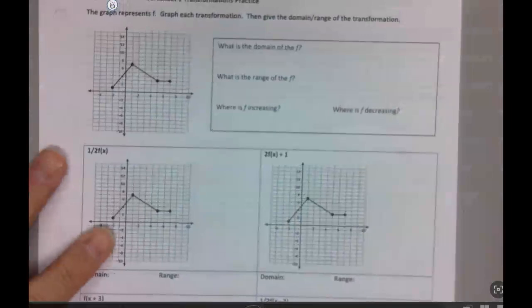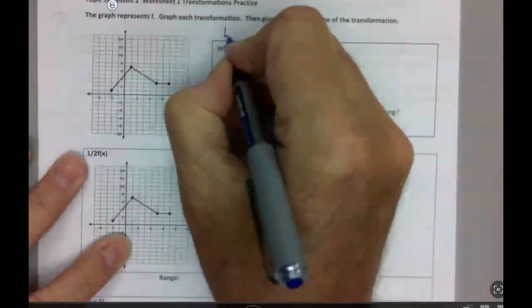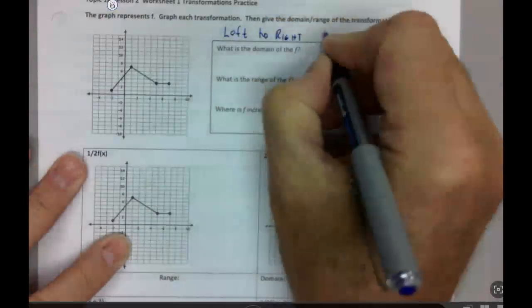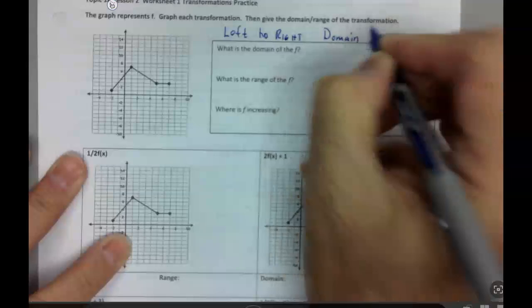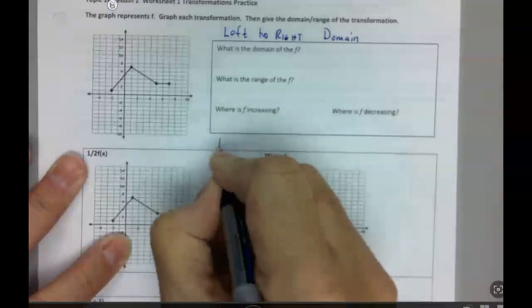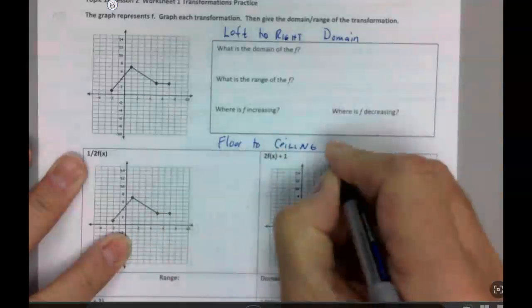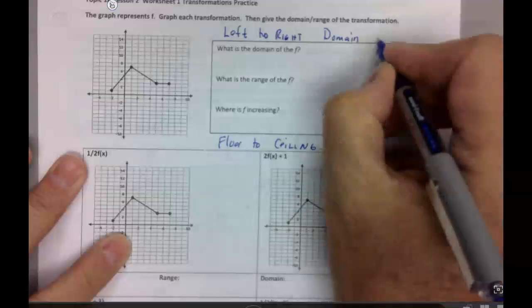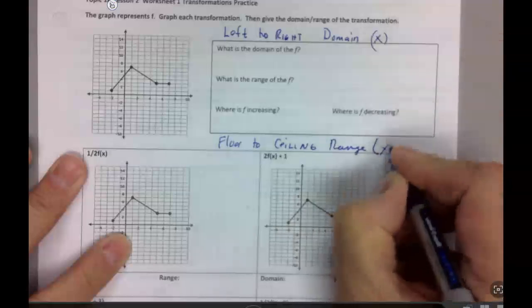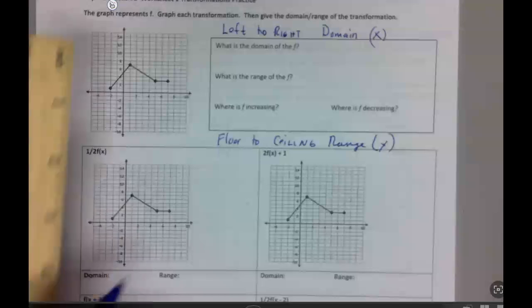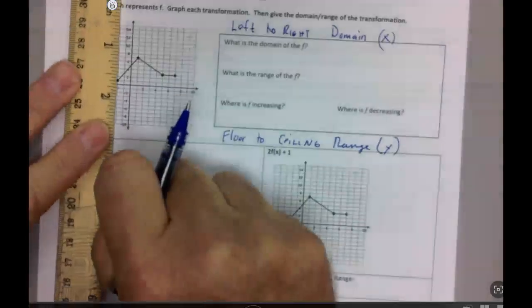This is how I do domain and range, okay? Left to right is your domain. Floor to ceiling is your range. And remember, domain is X, range is Y, correct? Agreed? Yeah. So what I do with my rulers, I do this. What's the farthest left?